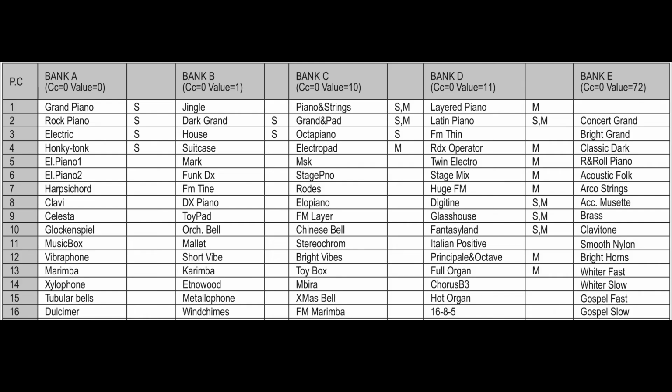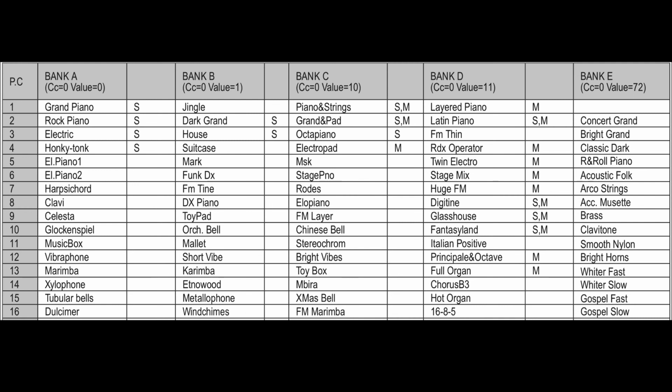So what you're looking at now is something called the SD40 technical data sheet. What's important is you notice there's bank A, B, C, D, and E. Over on the far left, you see program change, 1, 2, 3, etc. And then again, across the top, you see a value of 0, 1, 10, 11, and 72. So the PC maps to the PC/program change on the Wersi side. And the value numbers map to the MSB side on the Wersi.